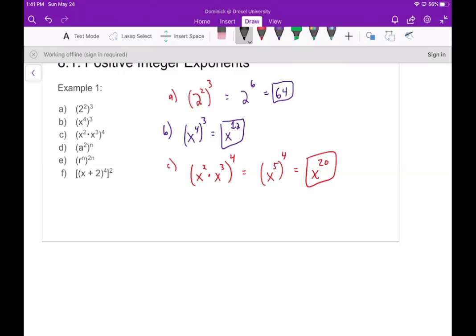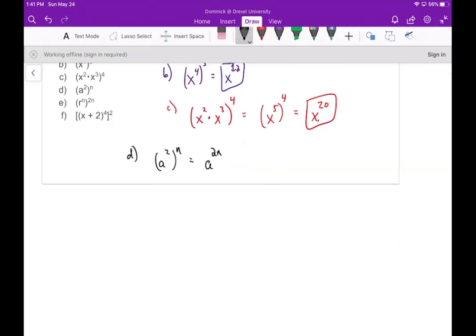In part D, we have a squared all to the n power. If we multiply those exponents, we get a to the 2n. Now, part E, we have r to the n, to the 2n. Again, we're just multiplying here, so we have r to the n times 2n, and this would give you r to the 2n squared. I wanted to write that out because you're getting an additional exponent within the exponent.